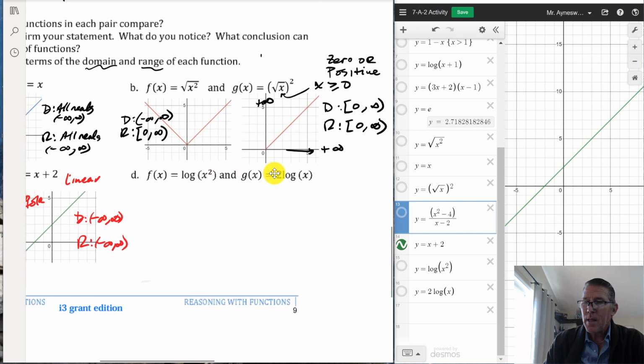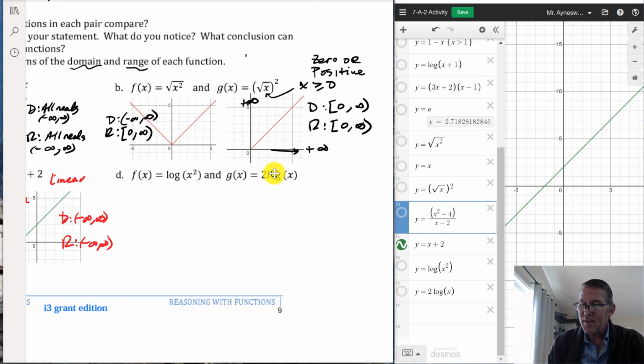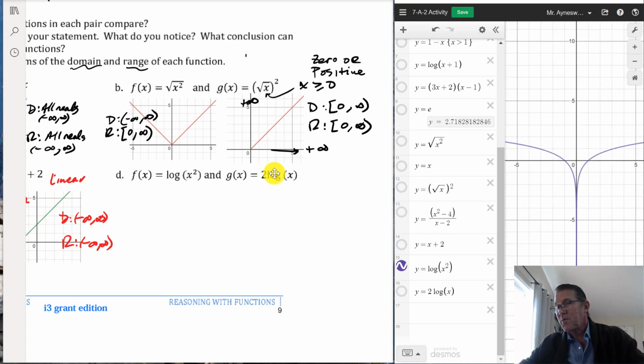Okay, now these guys right here, log functions. So let's enter it in Desmos. So it's this crazy looking function right here.